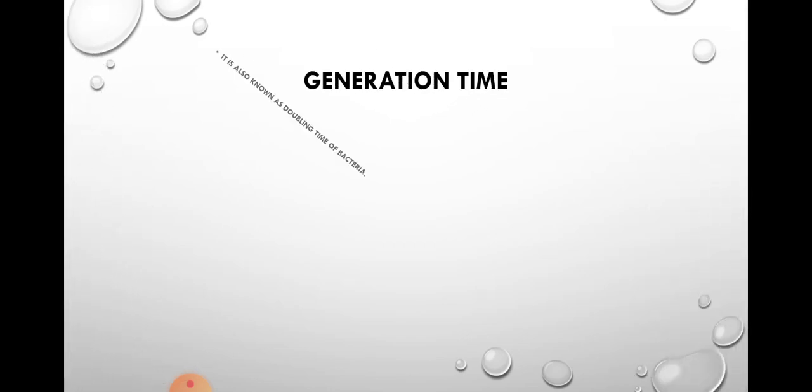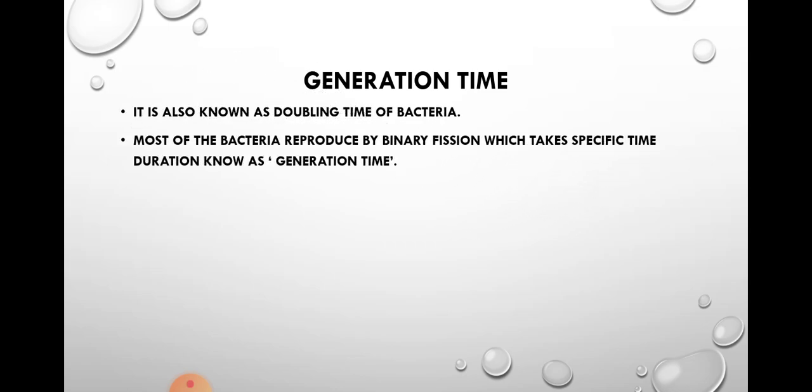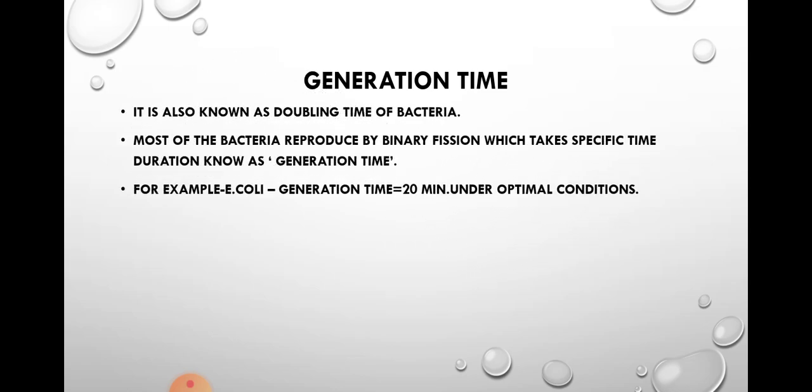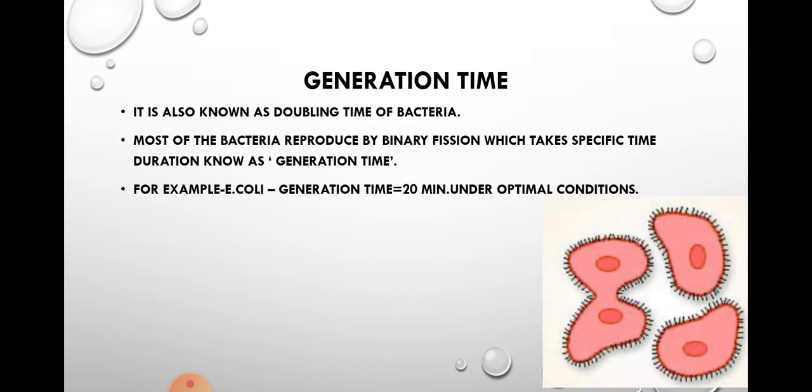Now, we will study generation time. It is also known as the doubling time of bacteria. Most bacteria reproduce by binary fission which takes place in a specific duration, that is called the generation time. Here we can see E. coli.